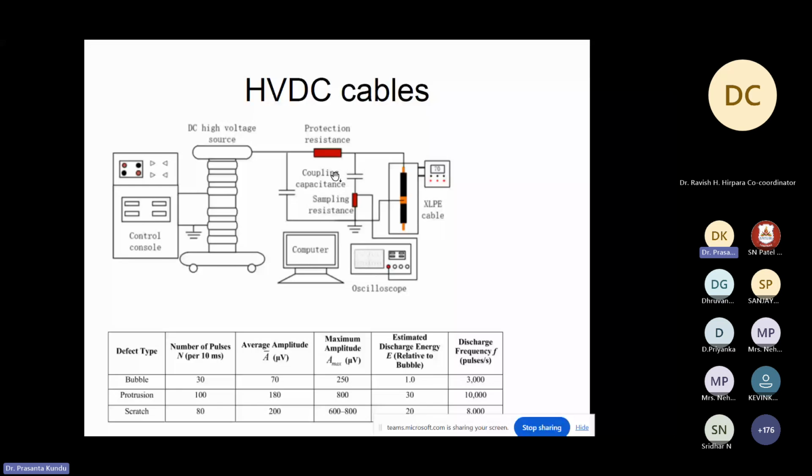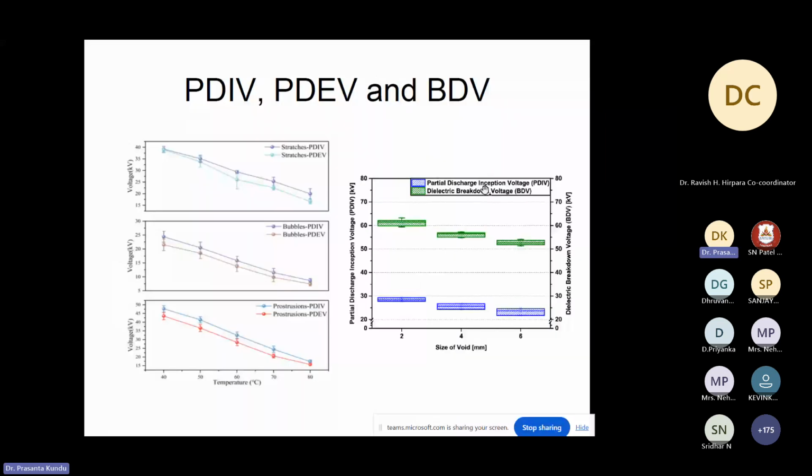If the current goes to the other side, then we will not be able to identify how much the current is. So that's why we put a higher impedance, whose impedance at high frequency will be higher compared to this impedance. Now here we can measure PDIV, PDEV, and breakdown voltage also. But we cannot do PRPD, because there is no phase in the case of DC. We cannot match with phases because it is a constant DC voltage.